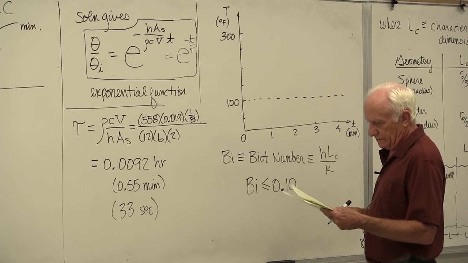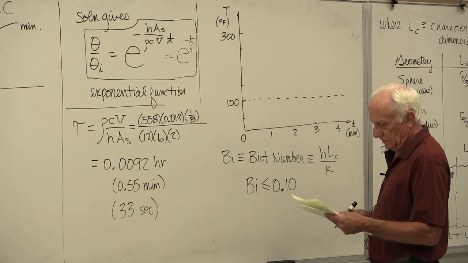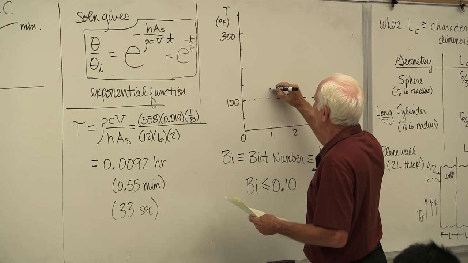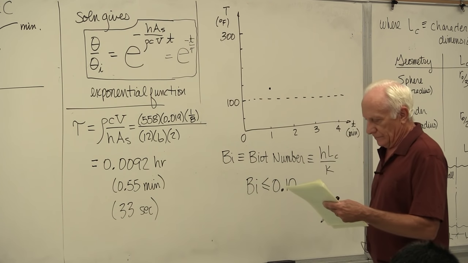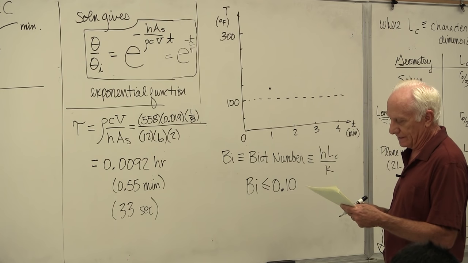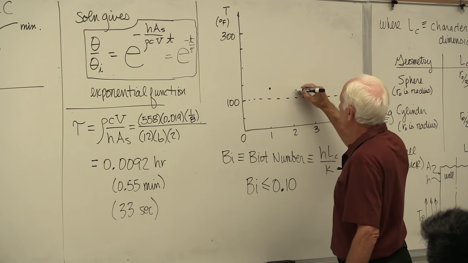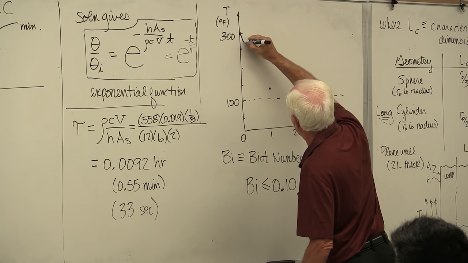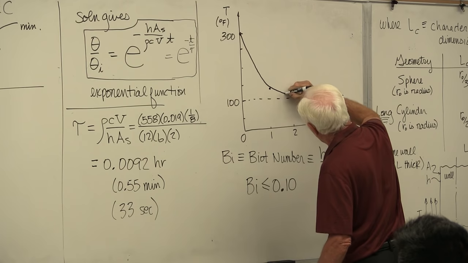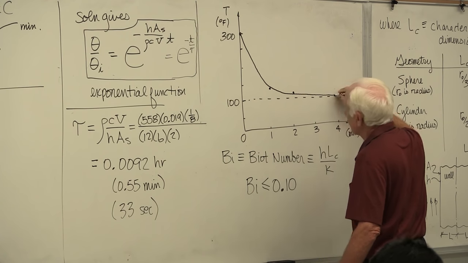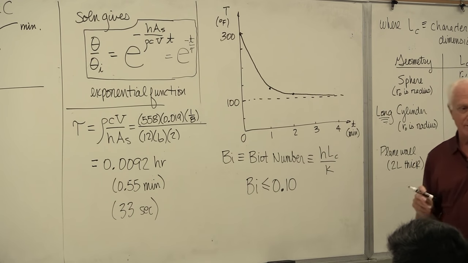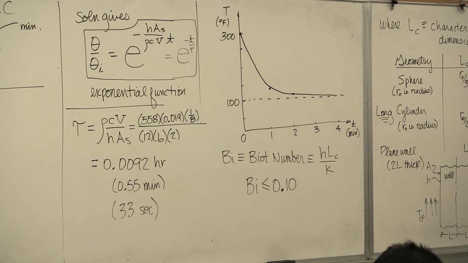If I plot it, let's see where I get here. After 1 minute, I'm at about 130. There's 150, 130 is right there. 2 minutes, well, I'm right down there at about 110. So now I start out at 300, so if I would plot that, it would look something like this. So there's the plot of how the temperature of the copper sphere varies with time.